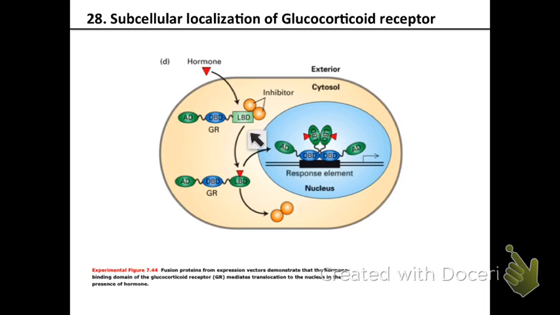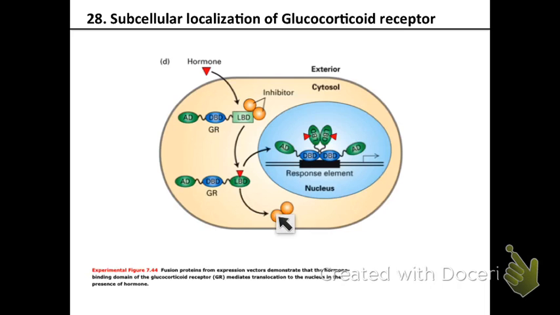So what the cells do is they have a mechanism in which an inhibitor protein binds to the glucocorticoid receptor at the ligand binding domain in the absence of the hormone. And this inhibitor binding keeps this hormone receptor in the cytoplasm. Okay? When the hormone is present and it goes inside the cell and binds to the ligand binding domain, the ligand binding domain structure changes in a way that it can no longer bind to the inhibitor protein, right?